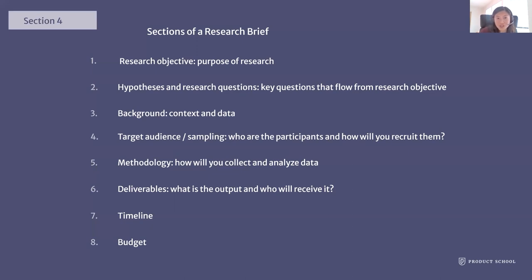The first is the research objective. This is a statement of why you're undertaking this piece of research in the first place. It can be broad, like trying to just understand how parents with little kids use public bathrooms, or more specific, like what users think of a specific product that you just launched. It should be succinct and communicate the purpose of the research.